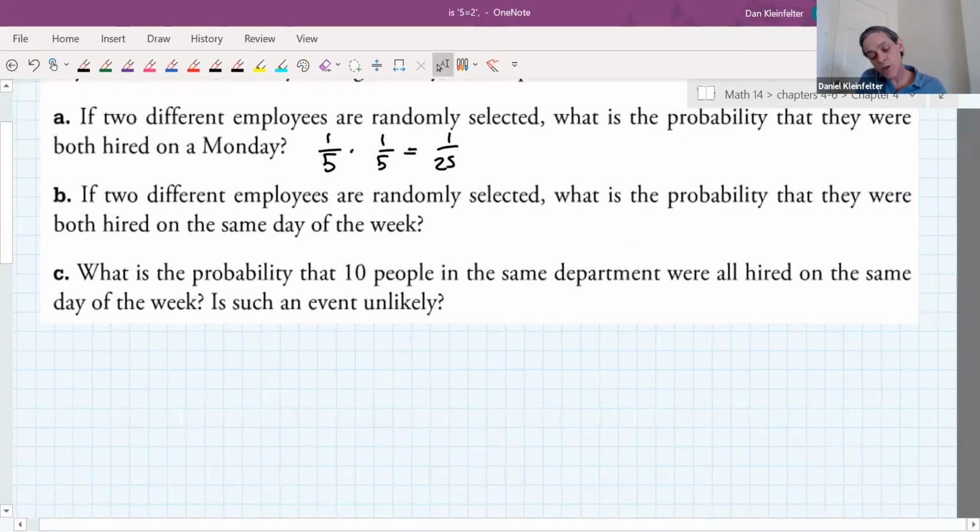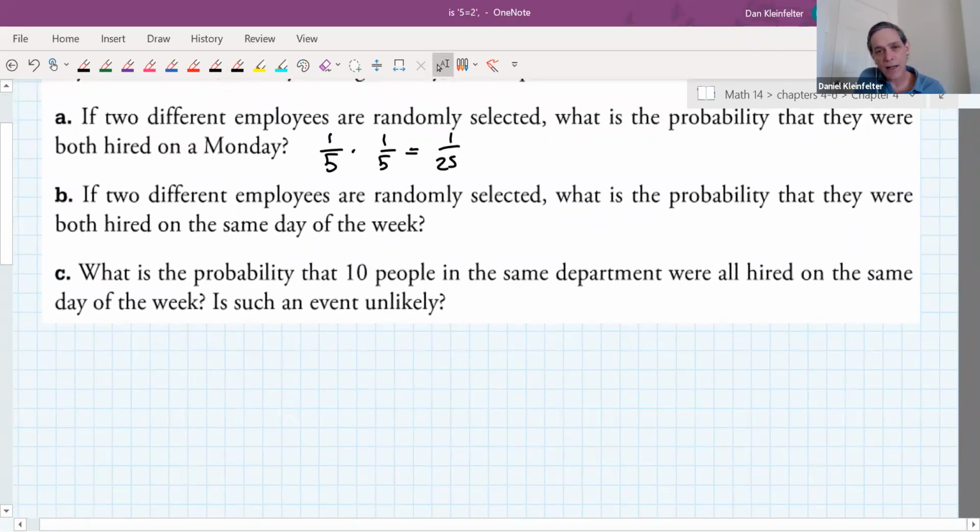So there's at least two ways of looking at it. Probably the simplest way, I think, is to take the first person's day of the week to be fixed. Whatever day the first person was hired, let's say Thursday, and then what is the probability that the second person had the same hire day? So that will be a 1 in 5 chance. Okay, so the probability is just 1 in 5.